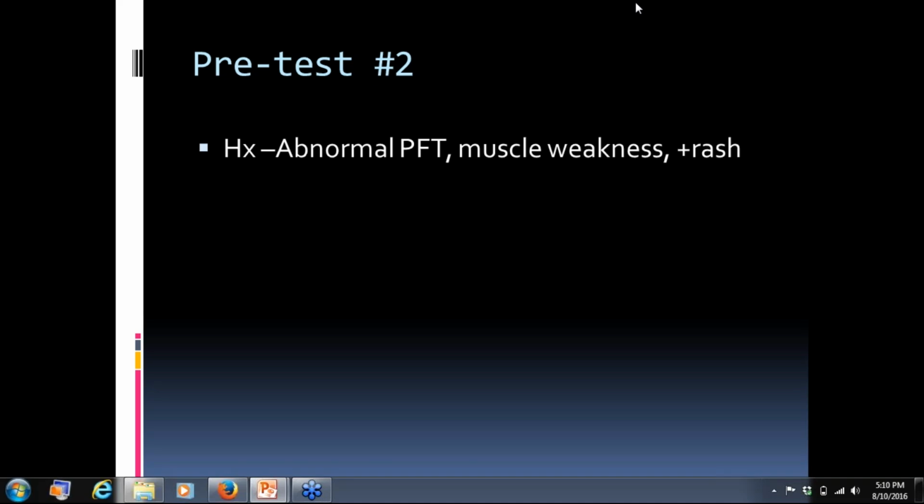So anyway, the history: we have abnormal pulmonary function tests. I'm not going to go into detail on anything like that. That's beyond the scope of the lecture. The patient also complains of muscle weakness and a rash.